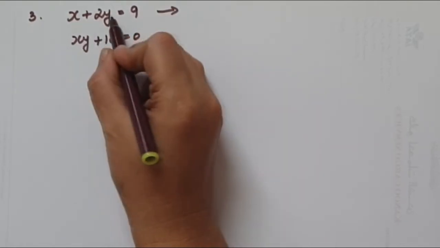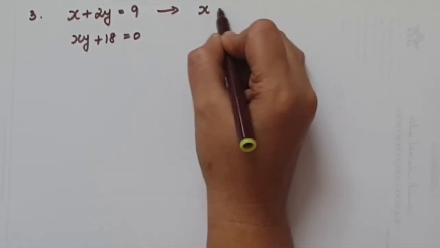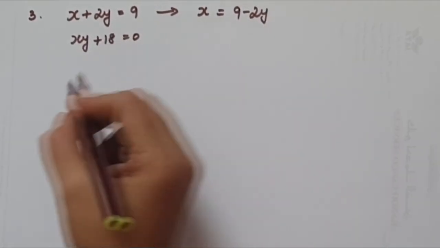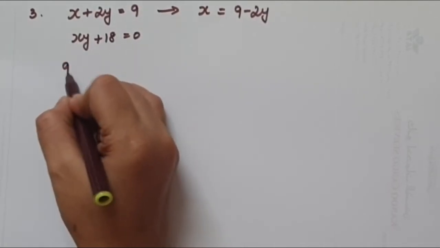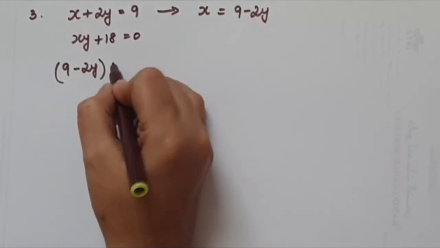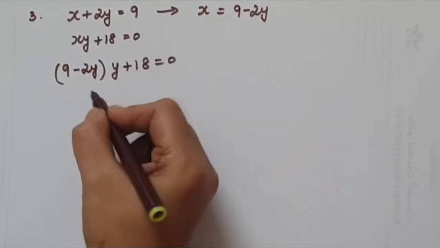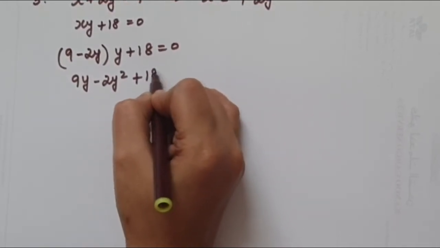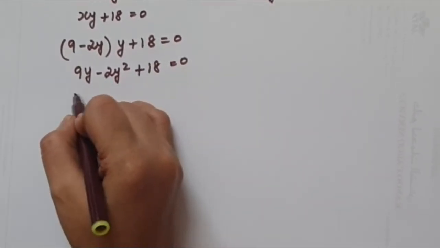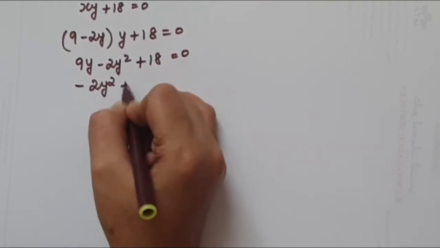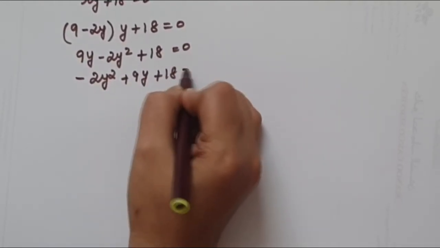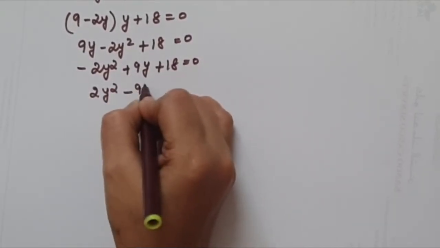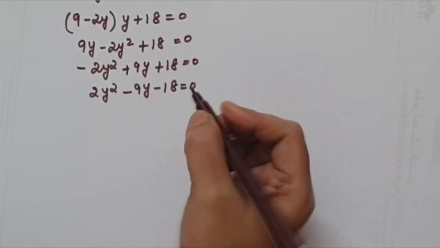In this, this is a linear equation, so we try to find the value for x. X will be equal to 9 minus 2y. Now this we substitute in the second equation. Instead of x, we write 9 minus 2y, into y, plus 18 equal to 0. Now multiply by y, 9y minus 2y square plus 18 equal to 0. So now we rearrange it, minus 2y square plus 9y plus 18 equal to 0. Now multiply the entire equation by negative sign, 2y square minus 9y minus 18 equal to 0.